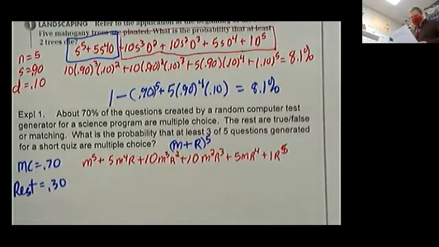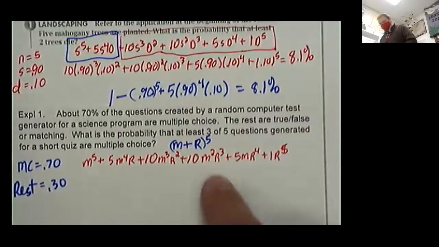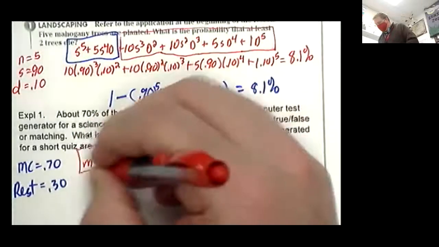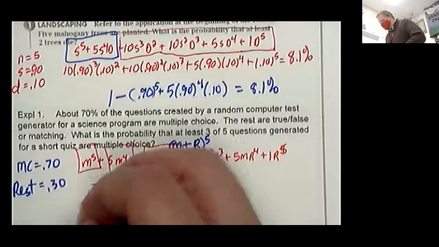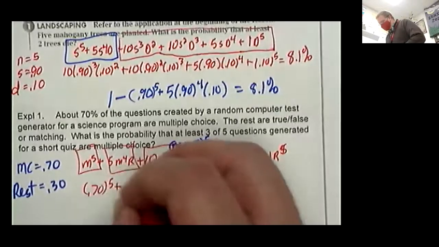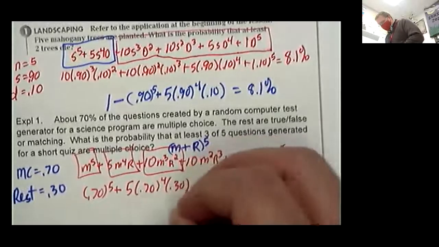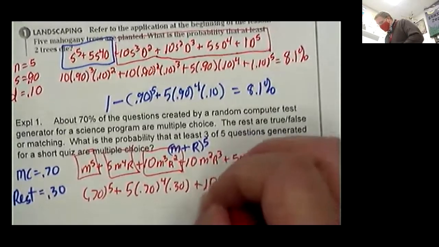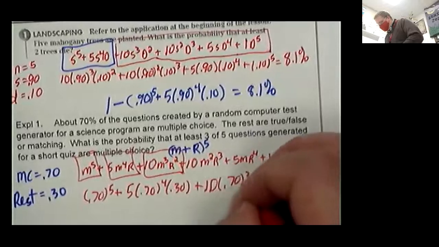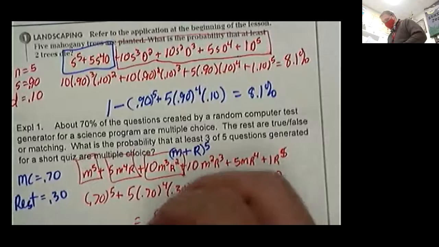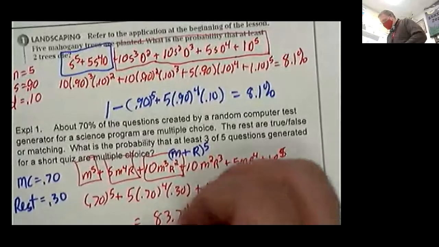Okay. And again, what are we going to do? Well, we want the probability that at least 3 of the 5 generated are multiple choice. So at least 3 is 3 or more. That's this term, and this term, and this term. And so we're going to plug that in. That's 0.70 to the 5th plus 5 times 0.70 to the 4th times 0.30 plus 10 times 0.70 cubed times 0.30 squared. We're going to plug that into our calculator, and that's 83.7%.